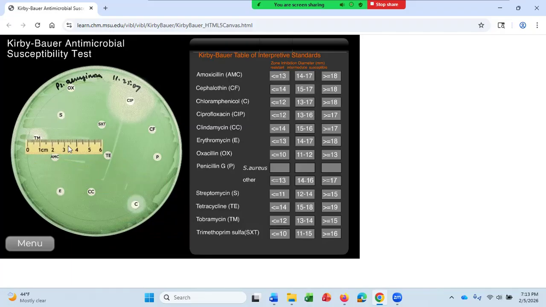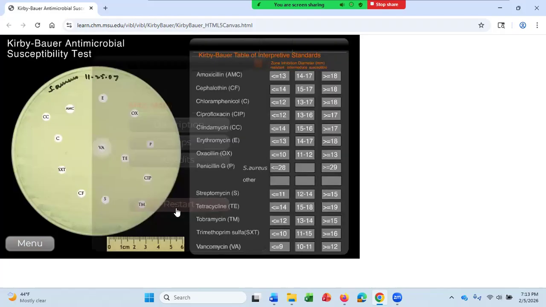It's a little big. I can't get it in the exact place there, close to there. So that one is about 19, maybe 20. So greater than 15, that's sensitive. And then tetracycline will obviously be resistant because it's less than 14. And then how you get the third one, hit the menu button again, restart.